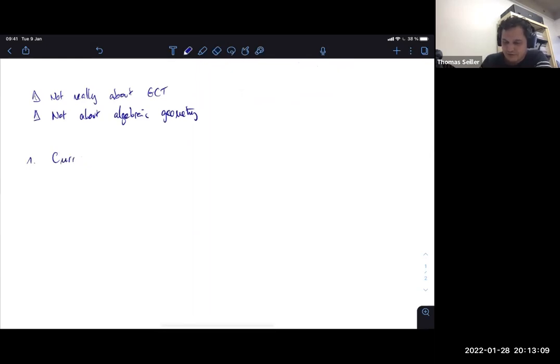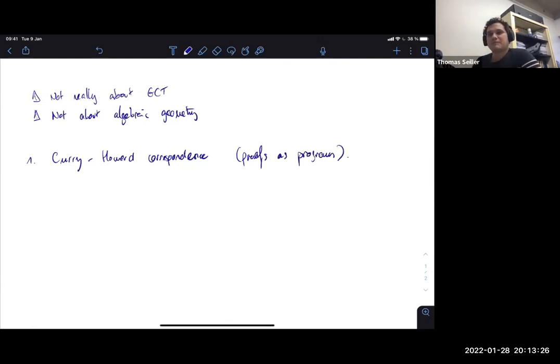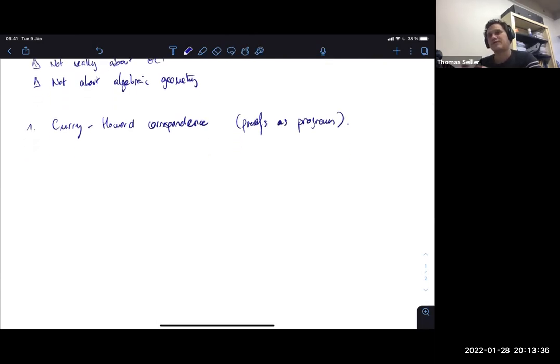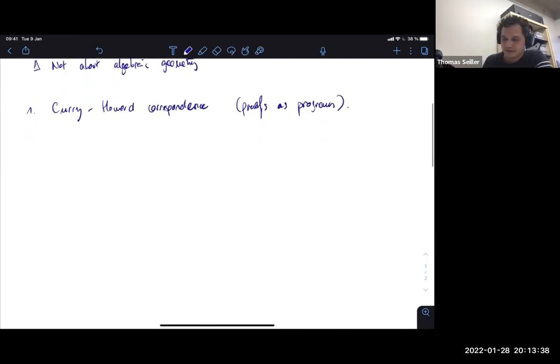So it's about the Curry-Howard correspondence. I don't know if you've learned about this. It's also called the proofs-as-programs correspondence. And I'm not hoping that you will get all of it in the 5 minutes I will spend on it, but I'll try to give you a rough idea of how this works, and then we'll build on that, right?